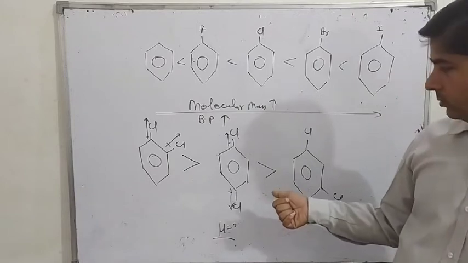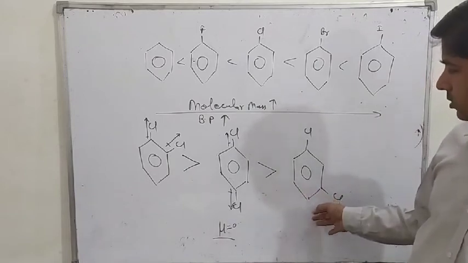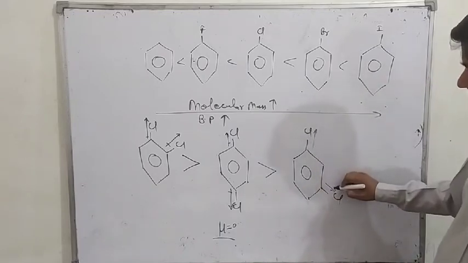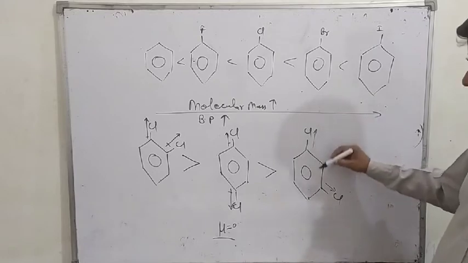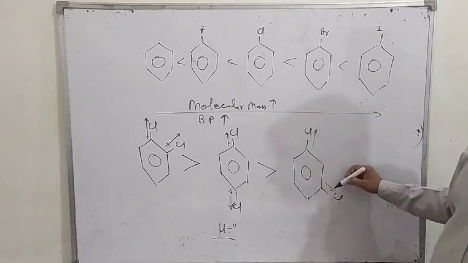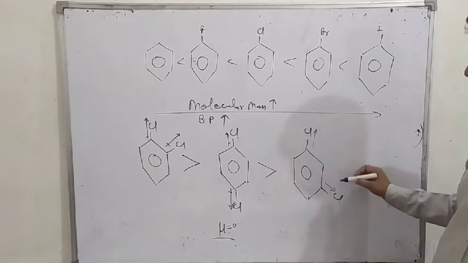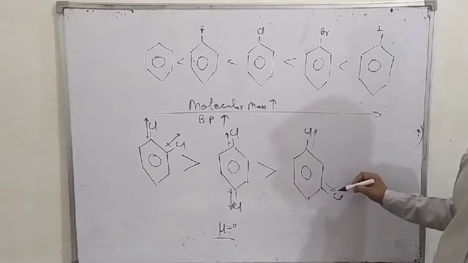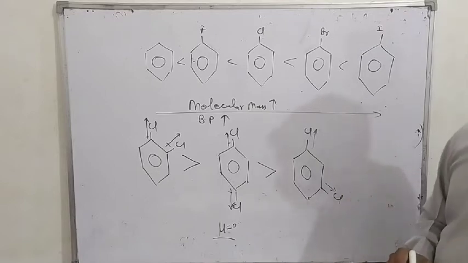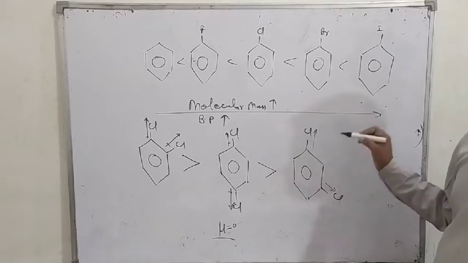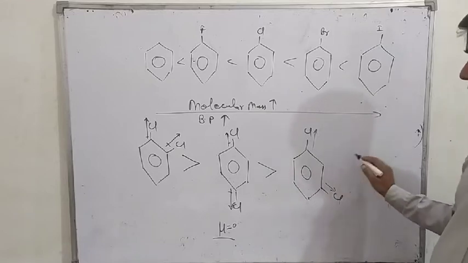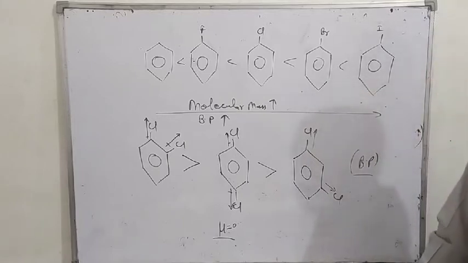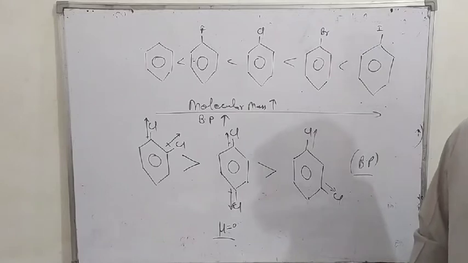Okay. And in case of metadichlorobenzene, we can see we have two chlorines here, and one of the chlorine is in this direction and one of the chlorine is just not in just opposite direction, but it will decrease the dipole moment slightly, and because of this decreasement of dipole moment, its boiling point will decrease. So that's why it has least boiling point. It has least boiling point than the ortho and para dichlorobenzene.